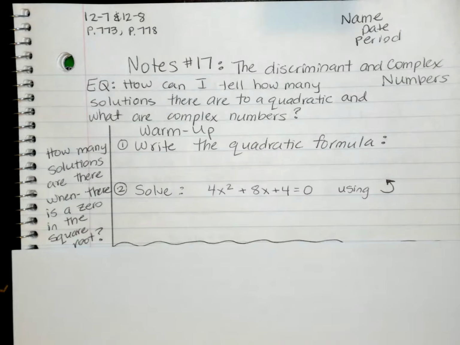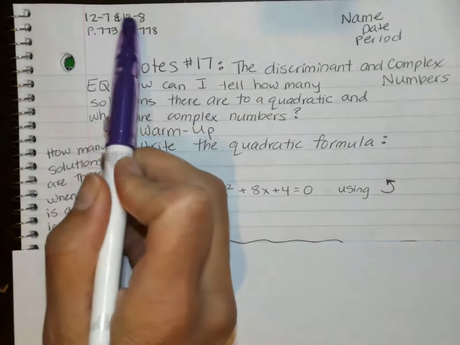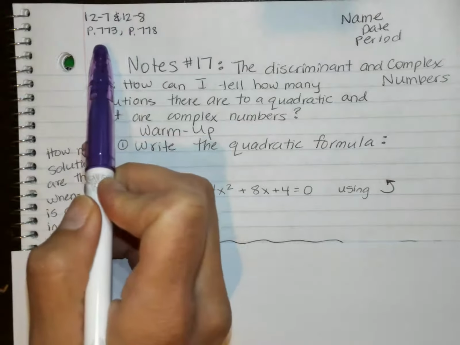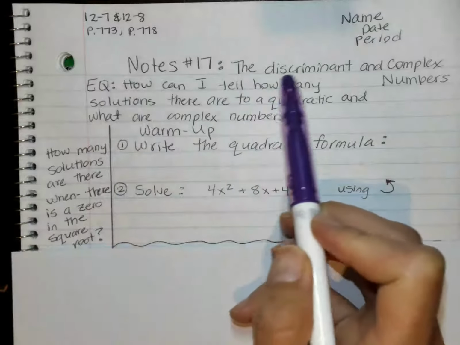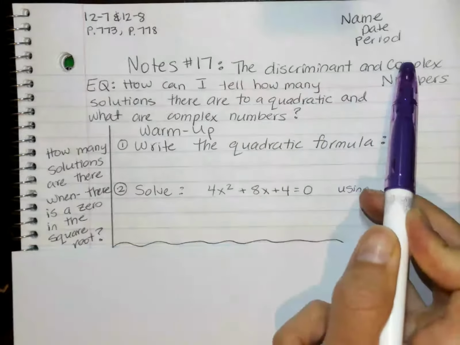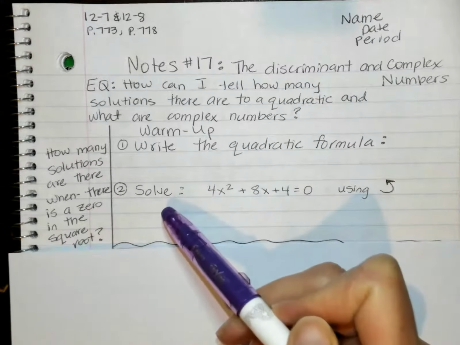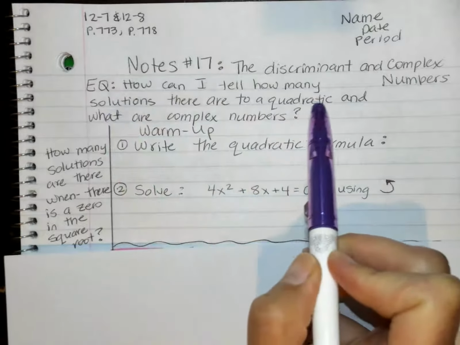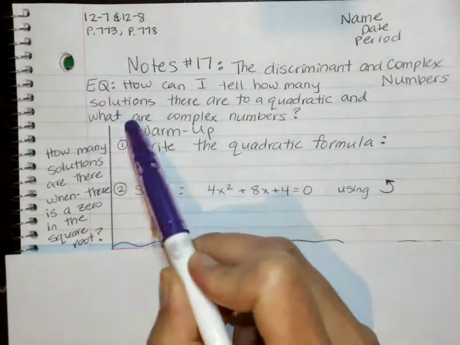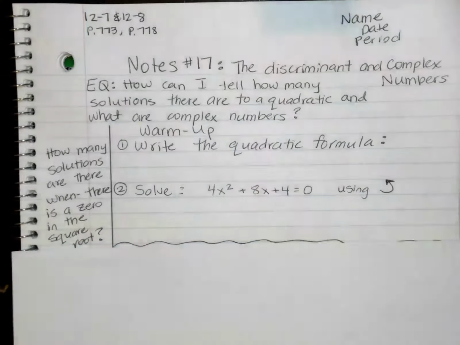These are Note 17. It is part of chapter 12-7 and 12-8. Feel free to look in your book, page 773 and 778. This is going to be about the discriminant and complex numbers. So this essential question is, how can I tell how many solutions there are to a quadratic, and what are complex numbers? So your warm-up should be done already.